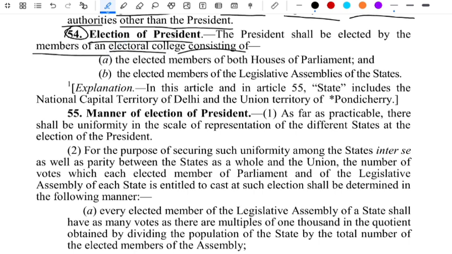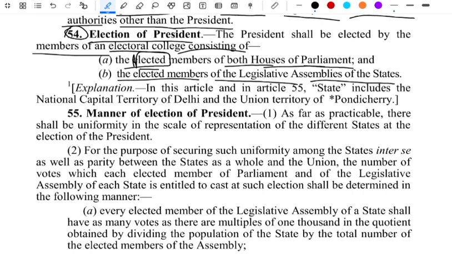इलेक्टोरल कॉलेज में कौन कौन होगा? Both the Houses' elected members, remember, elected members, इसमें नॉमिनेटेड मेंबर्स नहीं आएंगे, members of both the Houses, यानी कि राज्यसभा और लोकसभा, लोअर हाउस और अपर हाउस दोनों मिलके आएंगे. ओके, और B बोला elected members of Legislative Assemblies of States, स्टेट की लेजिस्लेटिव असेंबलीज से इलेक्टेड मेंबर्स आएंगे, है ना.